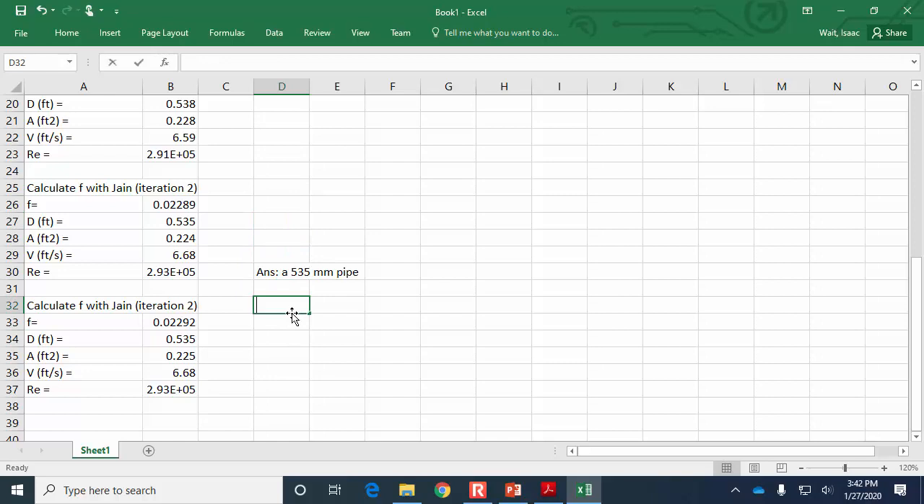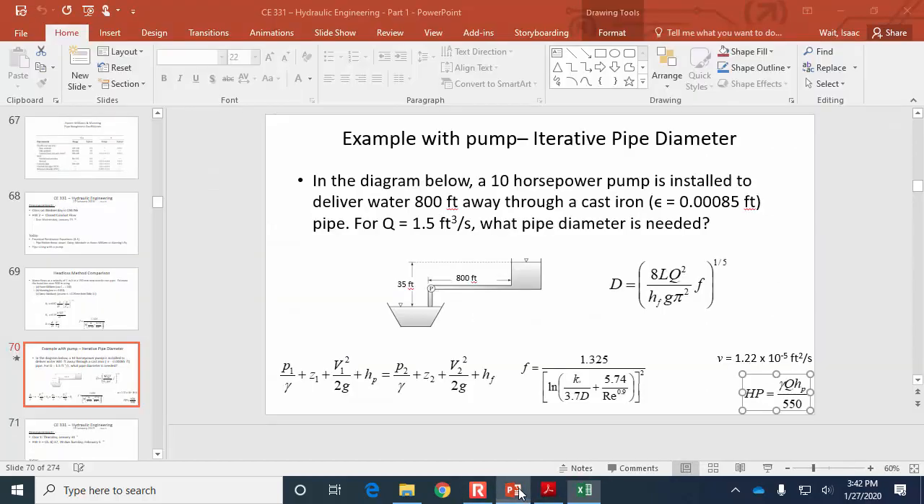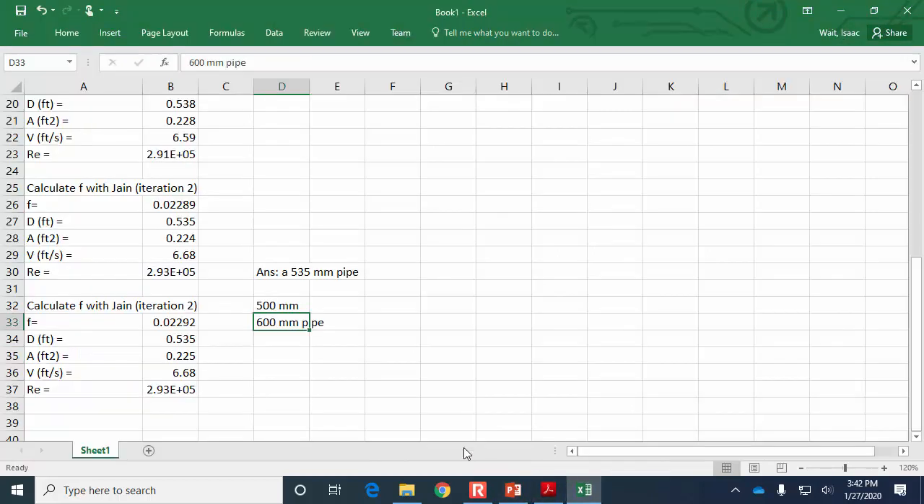What if they sell a 500 millimeter pipe or a 600 millimeter pipe? So what if we bought the 500 millimeter pipe and we put it in this system? What's going to happen? Wait, wouldn't this be in feet because everything else was in feet? You're right. Yep. I was wrong. It's not millimeters. This is feet. So this is diameter in feet.